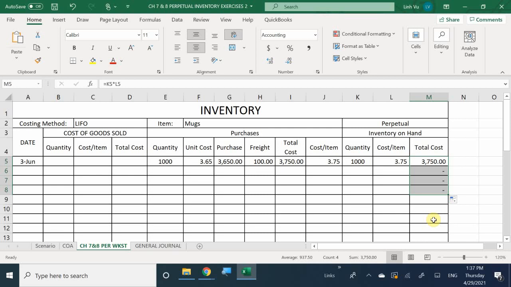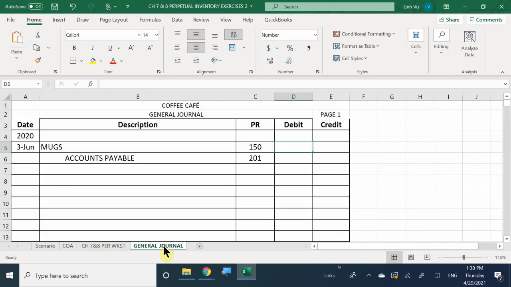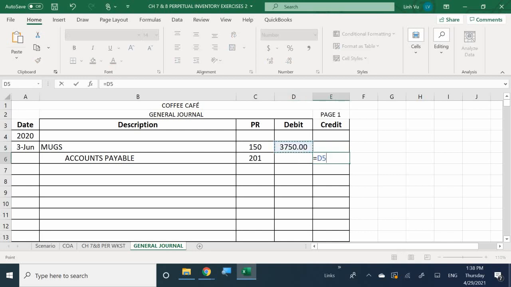If you need to use colors to associate which batches belong to what, do it now. So here, I solved for one thing. What was my total cost? $3,750. So therefore, I'm going to go ahead and go now to my journal and fill in that information because now I know it's $3,750.